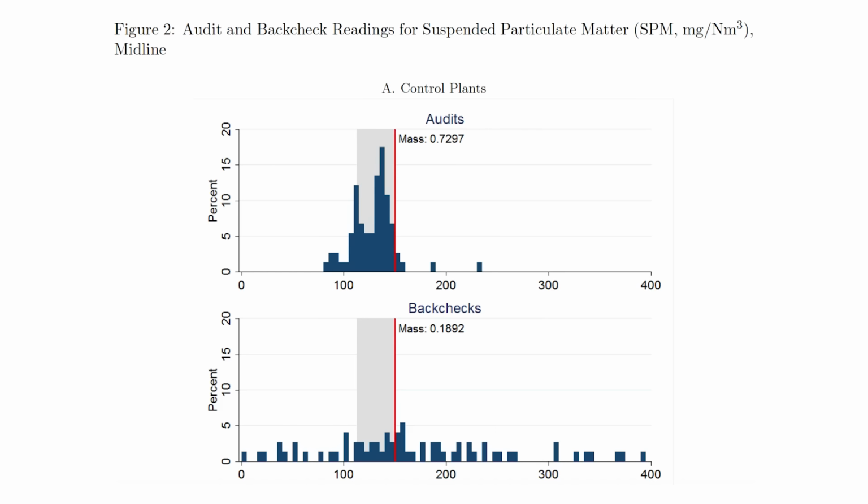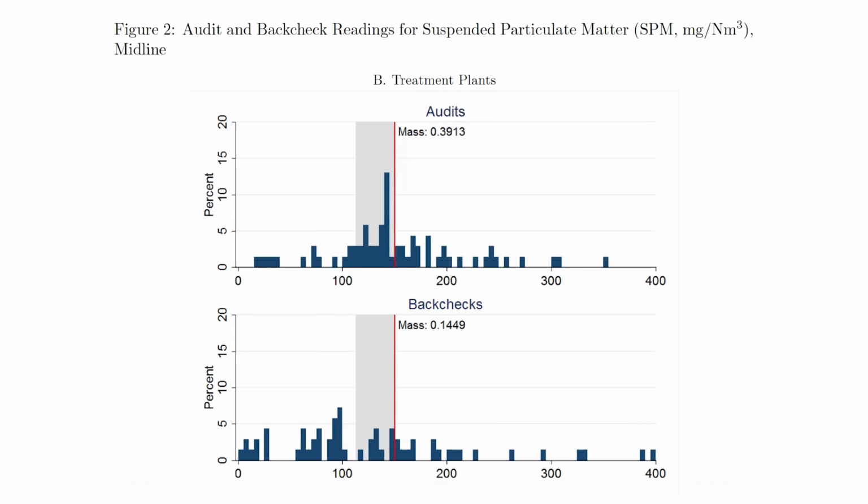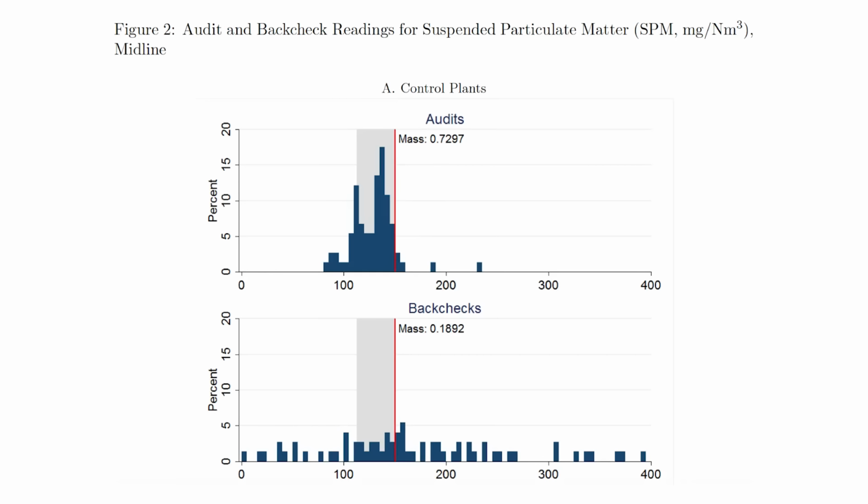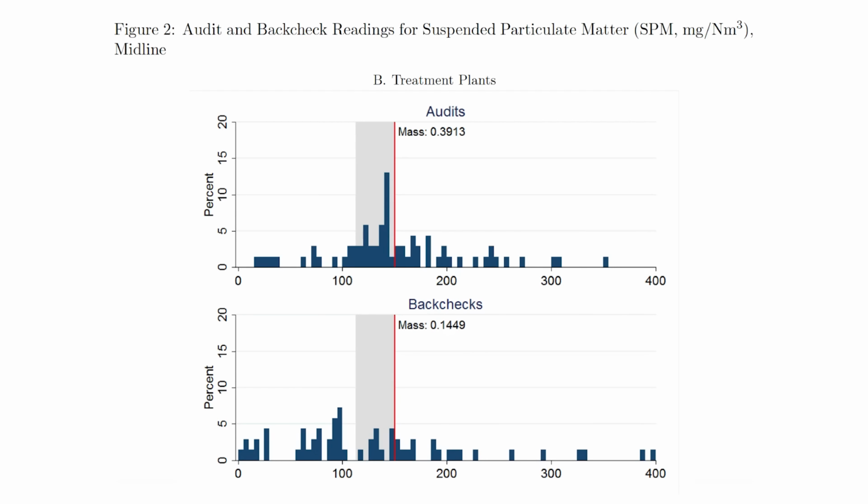So this is the control plot, and here's a treatment plot, and you can see that in the treatment, the audit distribution is quite different. And it now looks very much like the back checks. Something you're going to learn is whether you can reject that this distribution and this one are the same, that the data comes from the same distribution. You cannot reject it. They are not exactly the same. You can still see a little bit of bunching, but they look reasonably similar.